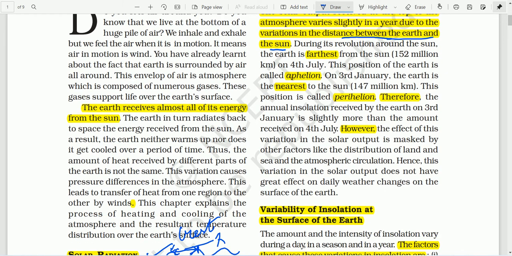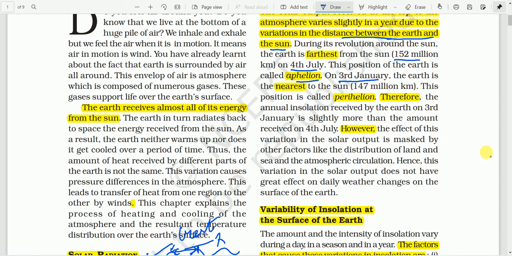During its revolution around the sun, the earth is farthest from the sun, about 152 million kilometers, on 4th July. And this position of the earth is known as aphelion.